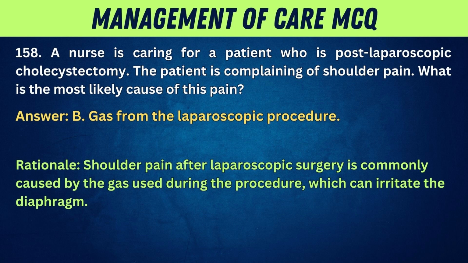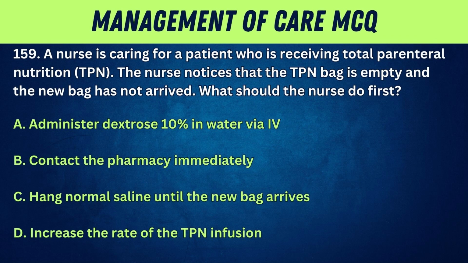Rationale: Shoulder pain after laparoscopic surgery is commonly caused by the gas used during the procedure, which can irritate the diaphragm. 159. A nurse is caring for a patient who is receiving total parenteral nutrition, TPN. The nurse notices that the TPN bag is empty and the new bag has not arrived. What should the nurse do first? A. Administer dextrose 10% in water via IV. B. Contact the pharmacy immediately.